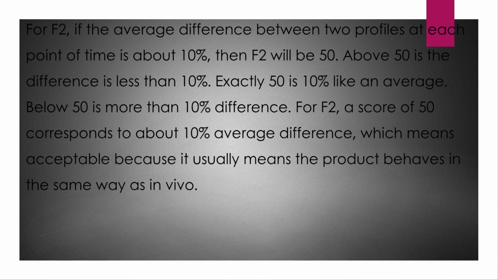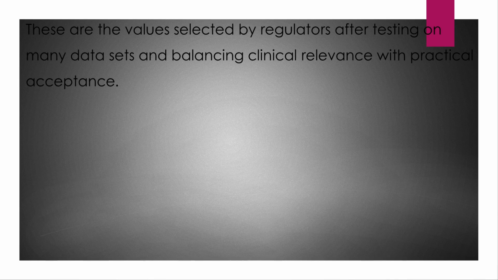Similarly, for f2, if the average difference between two profiles at each point of time is about 10%, then f2 will be 50. Above 50, the difference is less than 10%. Exactly 50 is 10% like an average. Below 50 is more than 10% difference. For f2, a score of 50 corresponds to about 10% average difference, which means acceptable, because it usually means the product behaves in the same way in vivo. These are the values selected by regulators after testing on many datasets and balancing clinical relevance with practical acceptance.